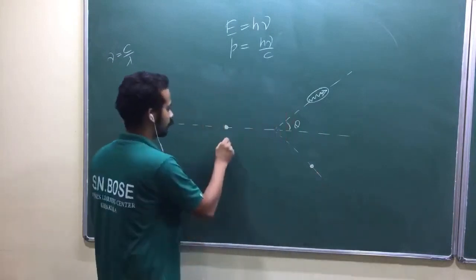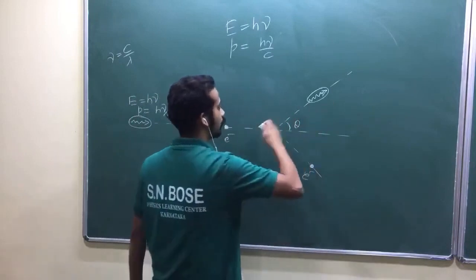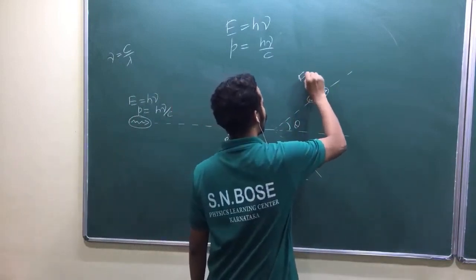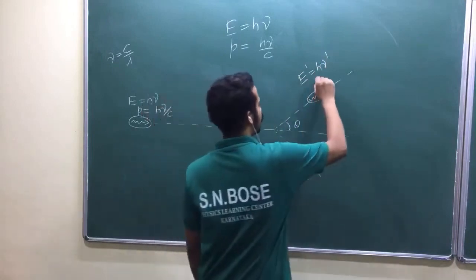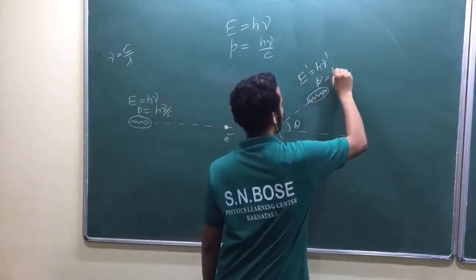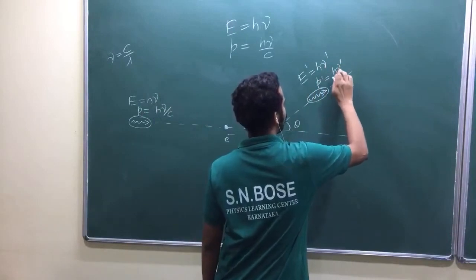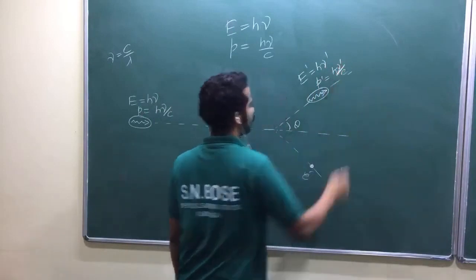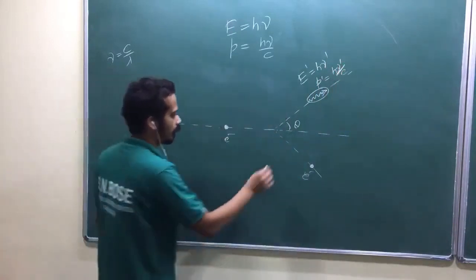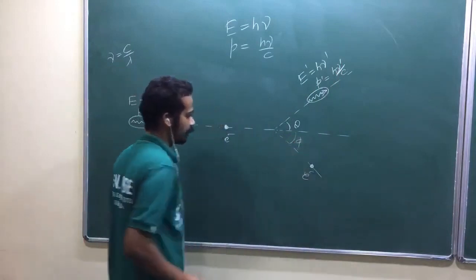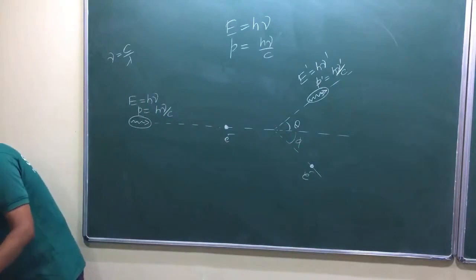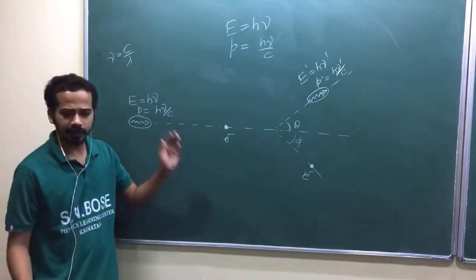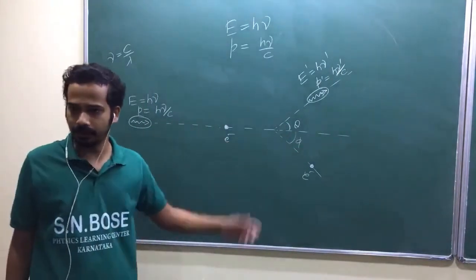This is the electron, this is the photon. Now the scattered photon has energy E prime equal to h nu prime, and its momentum P prime is equal to h nu prime by c. I'll call this angle phi. That is needed for some more problems given in Jatili. I'm expecting some question in the GATE exam, that's why I'm doing this.